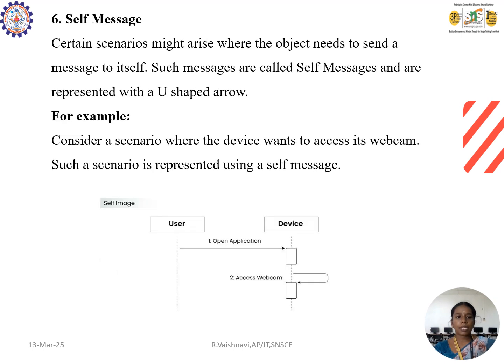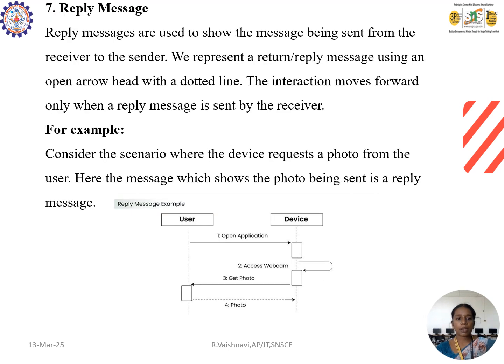And then the next one will be the self messages. Consider the scenario where the device wants to access its webcam. Such a scenario is represented using the self messages. That is, the user gives the open application to the device, and if access is okay, the application will be opened, otherwise it will be denied. And then the next one will be the reply messages. For reply messages, the user sends the open application, and after that the second one will be access webcam, whether it retrieves and gets the photo. If it is okay, automatically the app will open.